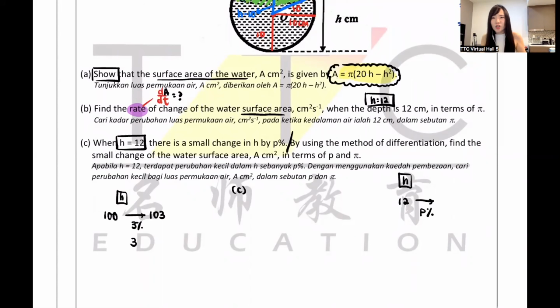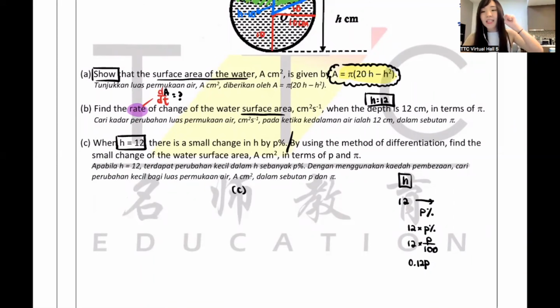So whenever we say percentage, now they say there will be a small change of P%. So how do you know the small change? You take the 12 times P%. P% means times P divided by 100. So 12 divided by 100, do you realize the small change is 0.12p? Very good, Melissa. It will be 0.12p.